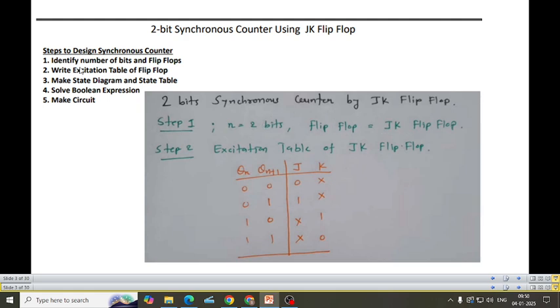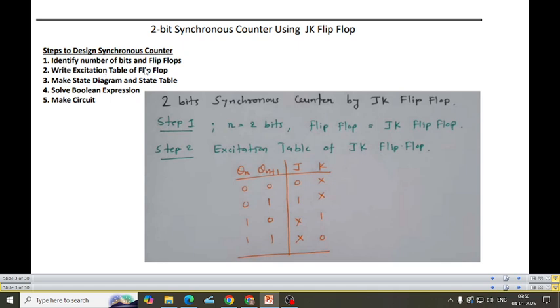So what do I understand from step 1? What is the value of n? N is the number of bits. Since it is given in the question as 2 bits, I need to write it as 2. And what type of flip-flop am I going to use? In the question they have asked you to design using JK flip-flop. That is why I've used JK flip-flop. If it is T, you need to use T flip-flop here. Clear? Now how many flip-flops do I need to use? Number of bits is 2, so I need to use 2 JK flip-flops. That is done. Let us get into step 2.